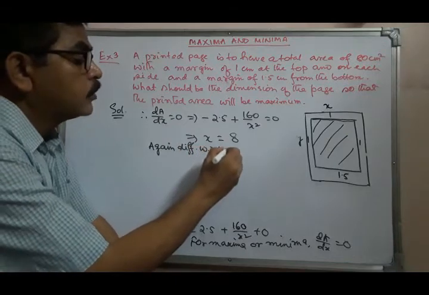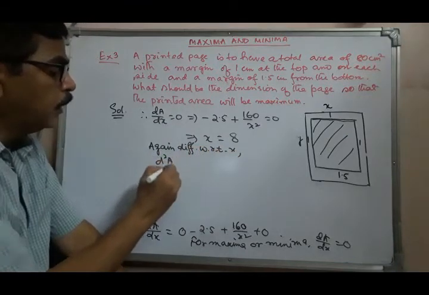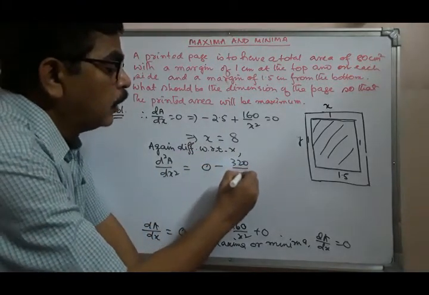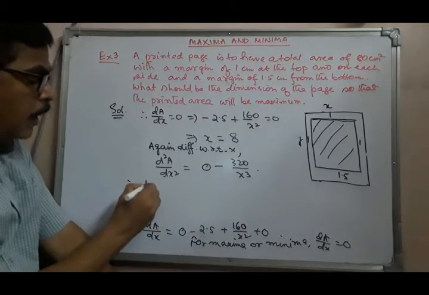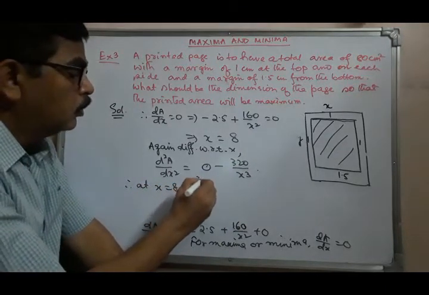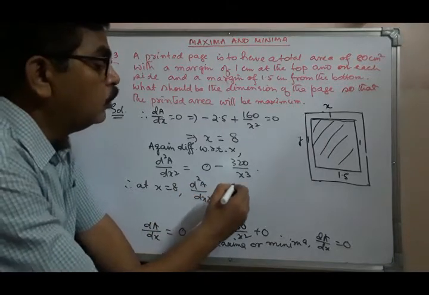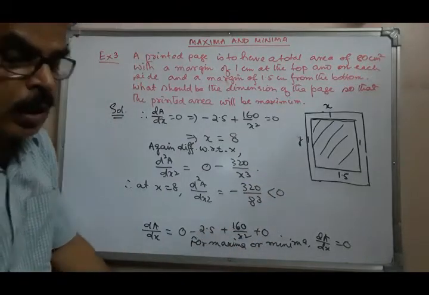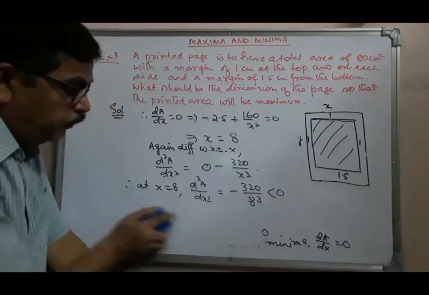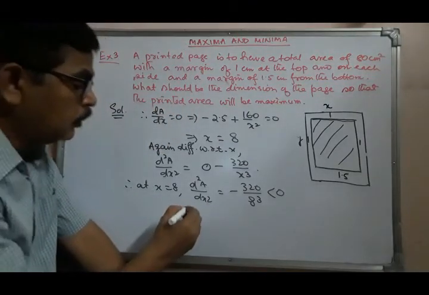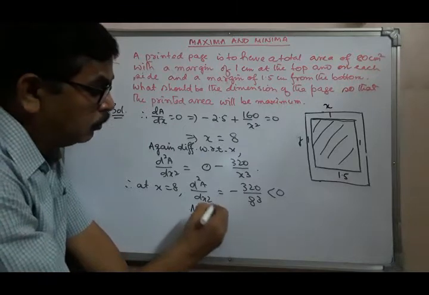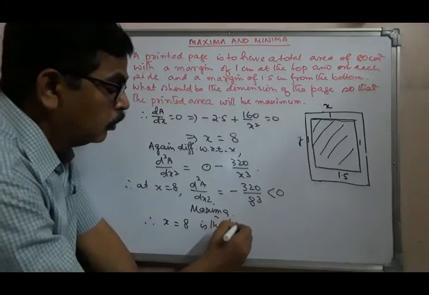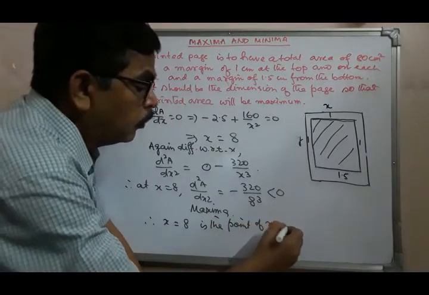with respect to x, we get d2A by dx2 equal to 0 minus 320 by x cube. Therefore, at x equal to 8, d2A by dx2 equal to minus 320 by 8 cube, which is less than 0. And less than 0 means it is maxima, therefore x equal to 8 is the point of maxima.